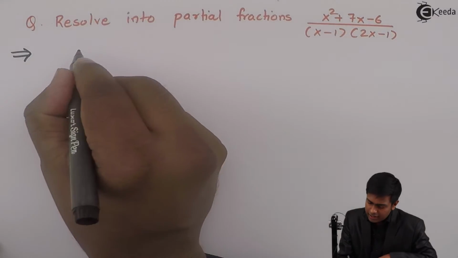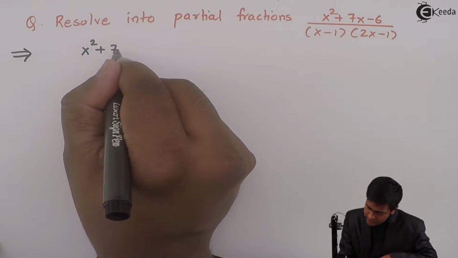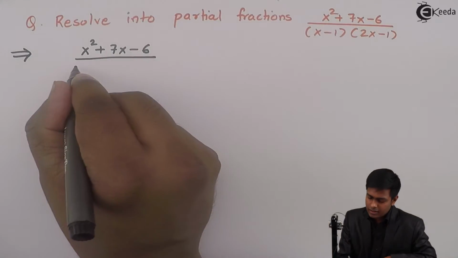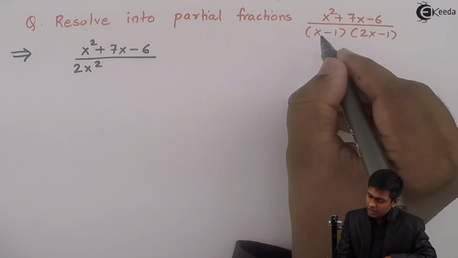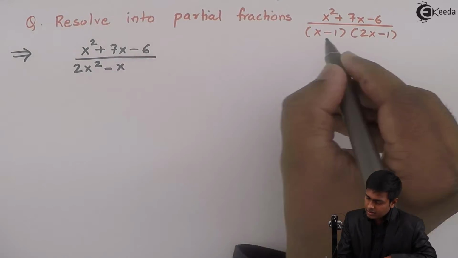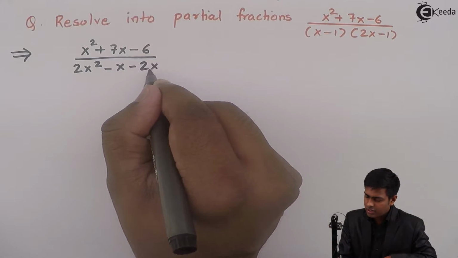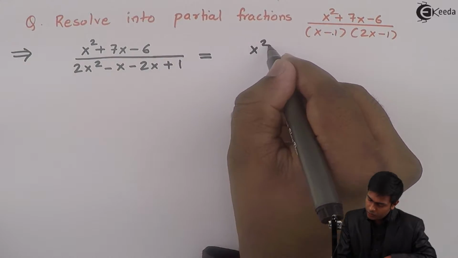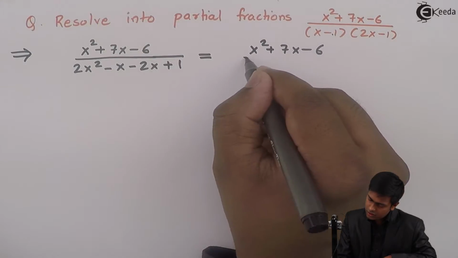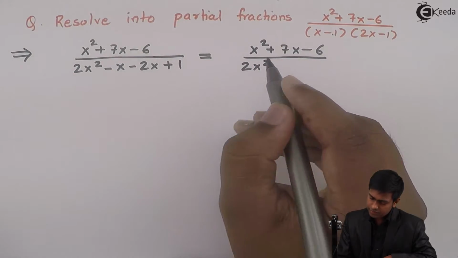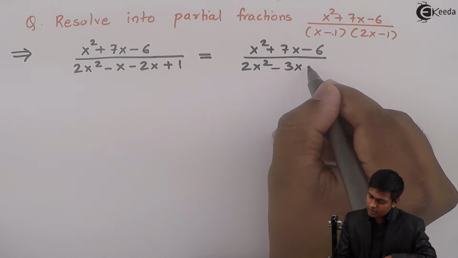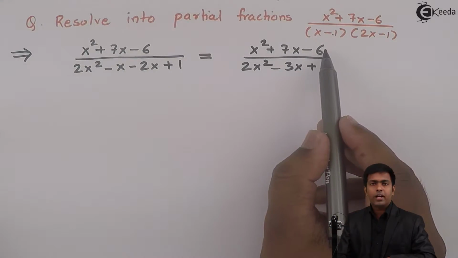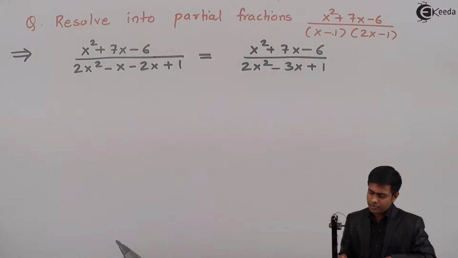So the given fraction I will rewrite as x² + 7x − 6, and if we multiply these two brackets we will get x into 2x, that is 2x², x into −1, that is −x, −1 into 2x, that is −2x, and −1 into −1, that is +1. It means it will become (x² + 7x − 6) upon (2x² − 3x + 1). So now we will divide the polynomial in the numerator by the polynomial in the denominator. Let us start with that.